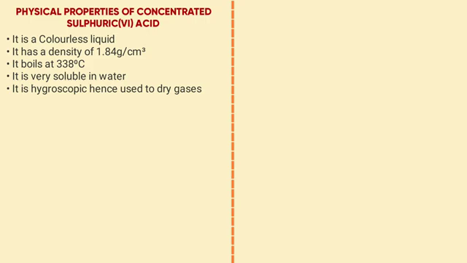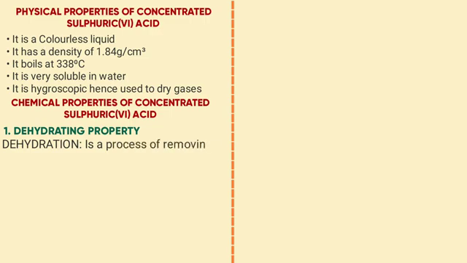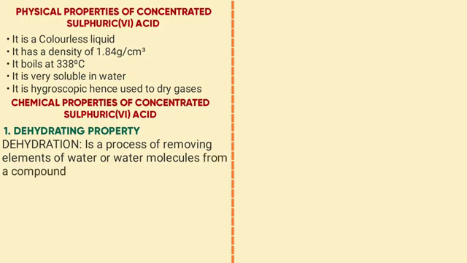Now, chemical properties of concentrated sulfuric acid include: 1. Dehydrating property. Definition of terms: dehydration. Dehydration is a process of removing water molecules or elements of water from a compound. A dehydrating agent is a substance which is capable of removing chemically combined water or elements of water from a compound. So examples where sulfuric acid acts as a dehydrating agent include: A.